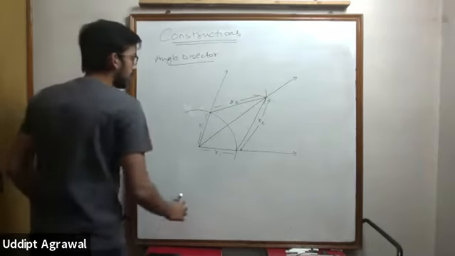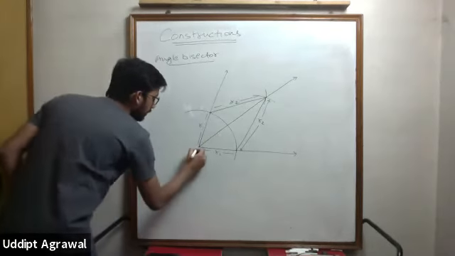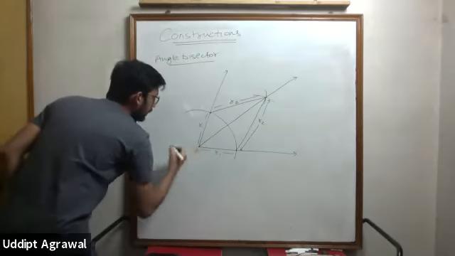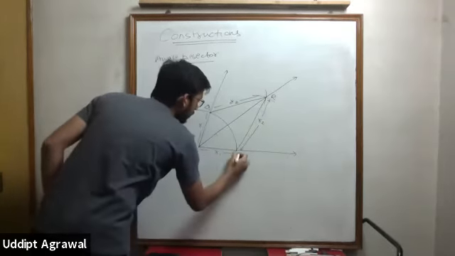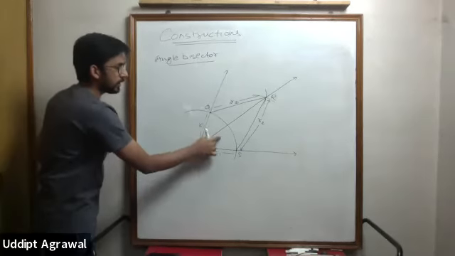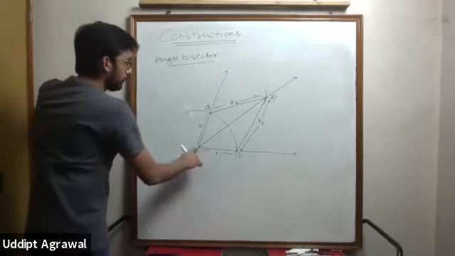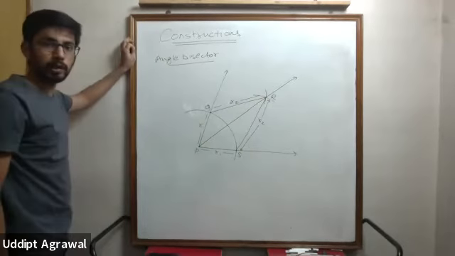Okay, now what is happening? Look at these two triangles. I'll name them. Let this point be P, then this point is Q, this point is R, and this point is S. So let's discuss these two triangles that are being made here. Okay, PQR and PSR.